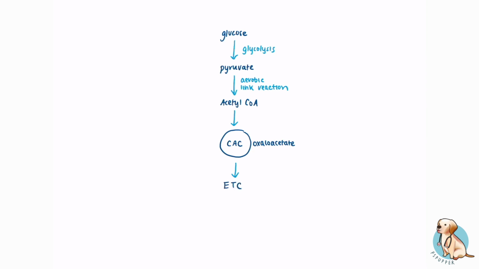You should also know that lactate can be made from pyruvate under anaerobic conditions. So lactate. And this is the anaerobic link reaction. Note here that lactate dehydrogenase is the important enzyme in driving this reaction.